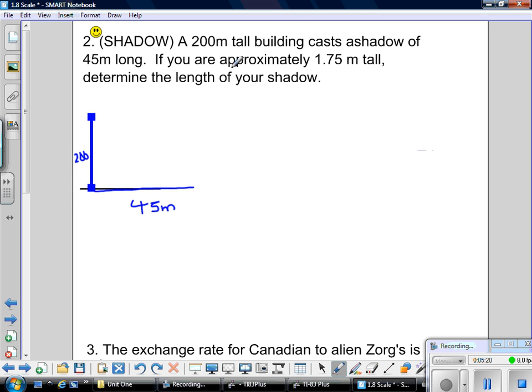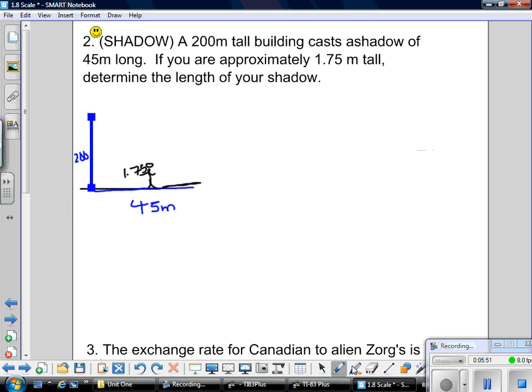Now, I don't know if I really am 1.75 meters tall. So then we have a person, which they're saying is us, one of us, and we're standing at the same time, and we're told that we're 1.75 meters tall. Okay, and we want to know how long our shadow is. Obviously, it's going to be less than 45 meters because we're a lot shorter than the building.